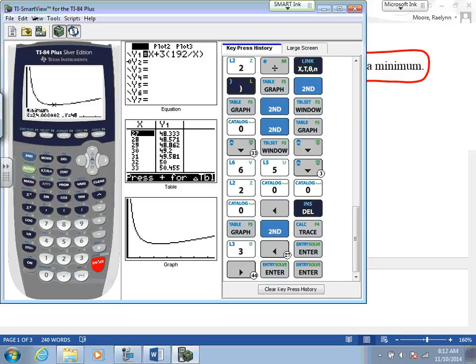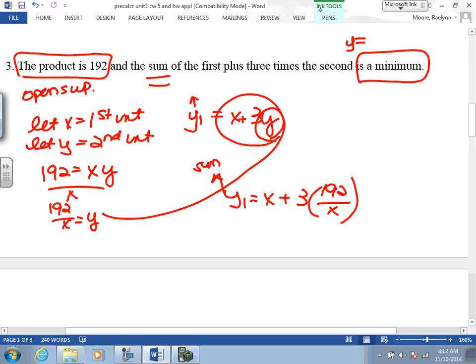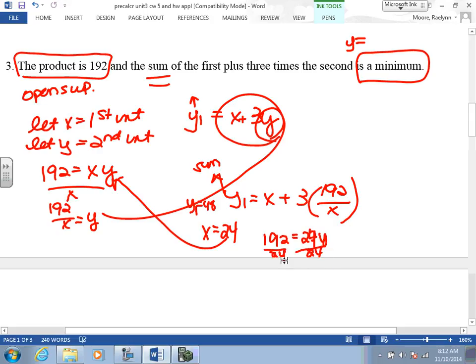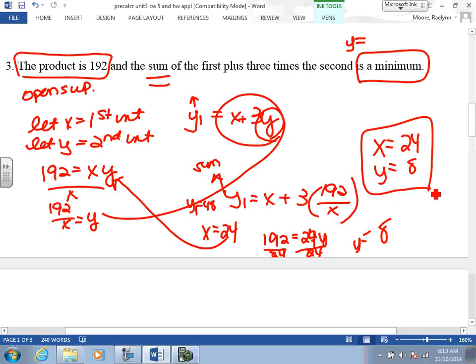Now, this again, it's rounded, but it's really 24 and 48. So let's see what we have. Don't leave yet. X is 24, and my sum is 48. We need to know the other number. Bring it back in here and substitute it in. 24 times y. Divide both sides by 24, and you get y. So here's your product. This is going to give me 192, and it's going to give me my minimum sum.